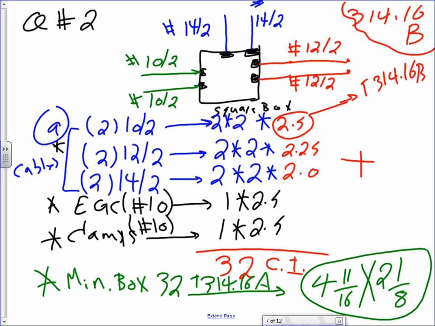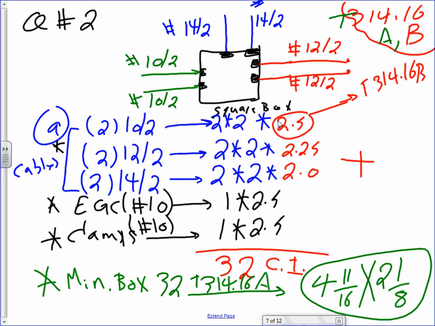Okay, so that's A. For B, how many extra number 12 can we pull into this box? I'm going to wait a few seconds until Adam catches up with us, and then we'll go to B. Cool? Any comments, guys? Any questions? So you need to be able to go to 314.16B and A. These two tables, and the articles, tell you about the whole calculation.